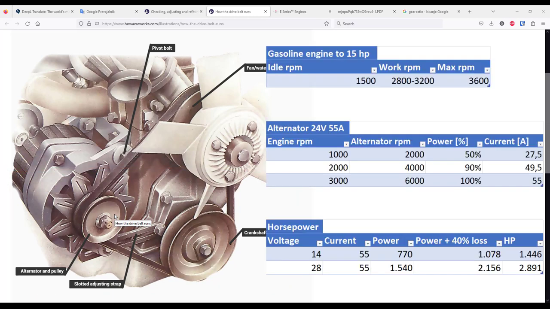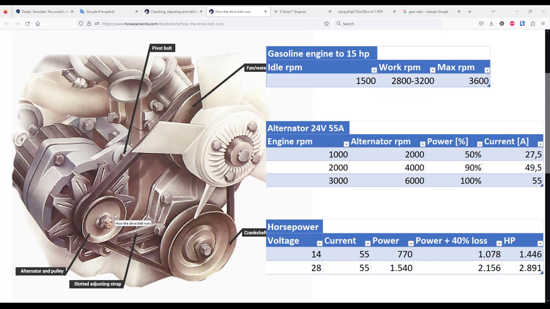I've prepared three tables. The first one is about the gasoline engine RPM, the second one is about the alternator RPM and the output power, and the third is about how much horsepower it takes to run an alternator. Now let's focus on the first table, for which I got the information from one of the biggest manufacturers of small engines. We have idle, work and maximum RPM. No engine is running at maximum RPM. When you hit full throttle, the engine is running at around 3000 RPM and idle speed is around 1500 RPM.